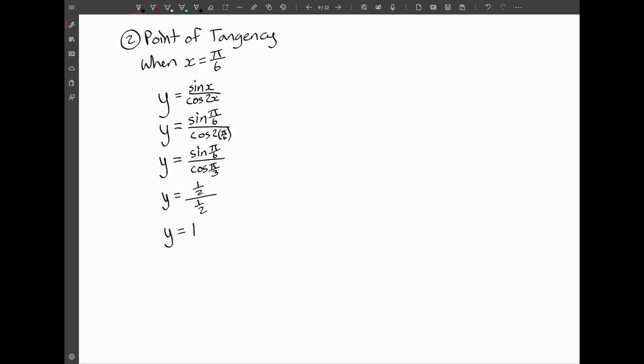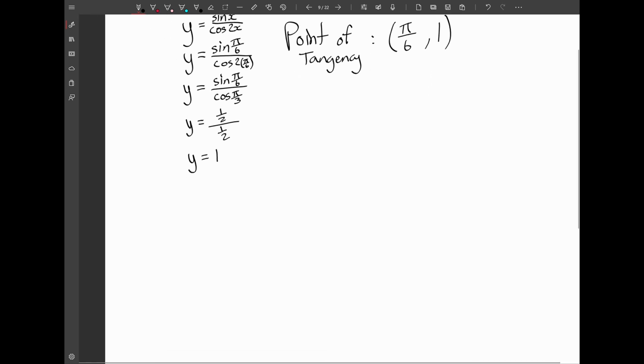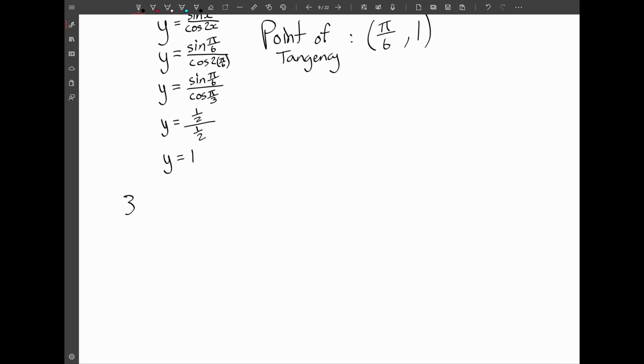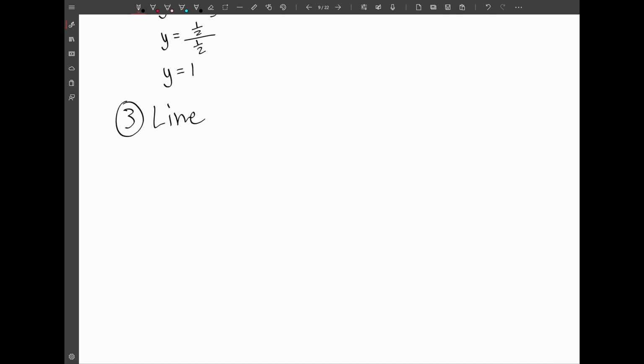So that means our point of tangency is going to be pi over 6, comma 1. So that's our point of tangency. So getting our line, which is the final step, is pretty easy. Everyone kind of has a preference here. Some of you like to use y equals mx plus b and put in all the values. Some people like to use point slope form. I just like using the slope formula, right?